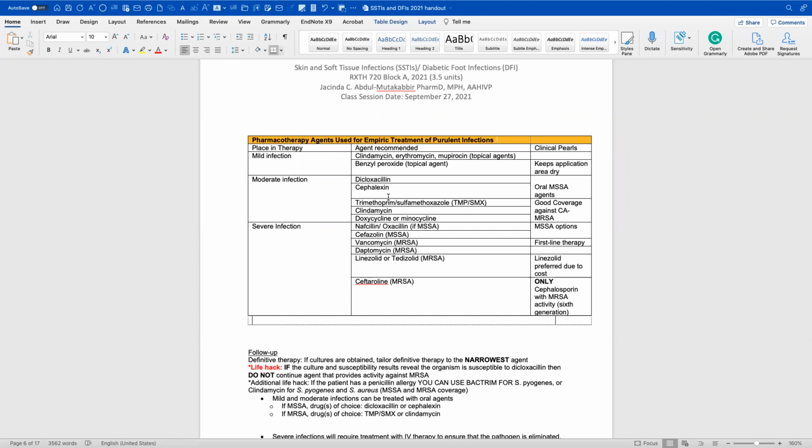In the event that we start to get results back from our cultures that tell us that we can narrow therapy, and the patient still requires IV therapy, then we'll start looking to these MSSA agents.